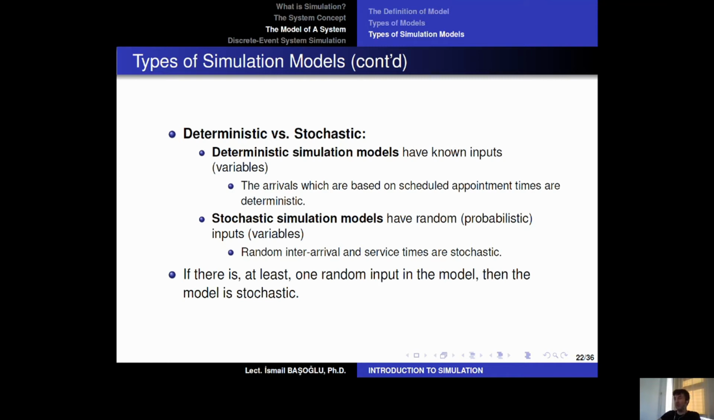Now, in stochastic simulation models, which is usually the case, the input variables are usually counted as random. Even if you intend to simulate a clinic with an appointment system, there will be some deviation on the arrivals of the clients from the appointment time, right? So that deviation is random, and you do not have control over it.